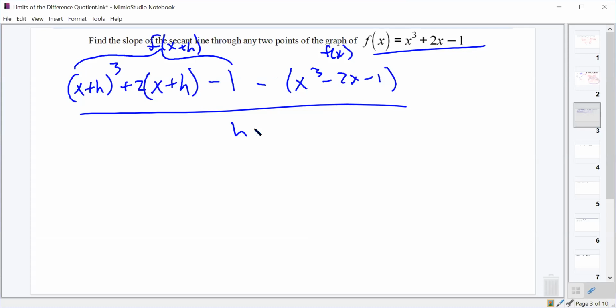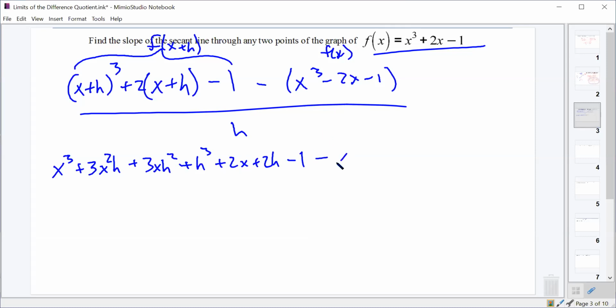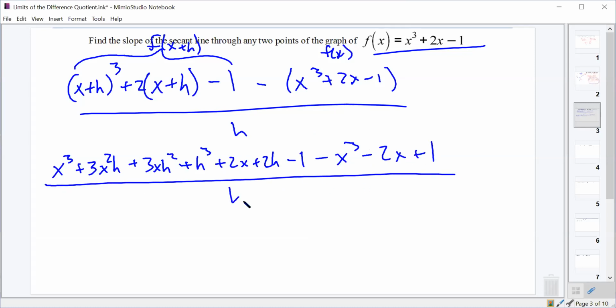So let's expand out x plus h cubed using the binomial theorem, Pascal's triangle, all that fun stuff. It should come out to be x cubed plus 3x squared h plus 3xh squared plus h cubed, and then the plus 2x plus the 2h, and then the minus 1. And then the minus sign gets distributed to all of those. That should have been a plus right there. All over h. Isn't that a nice formula to represent the slope of the secant line? Super simple, super convenient.